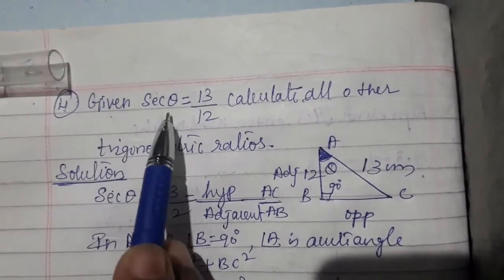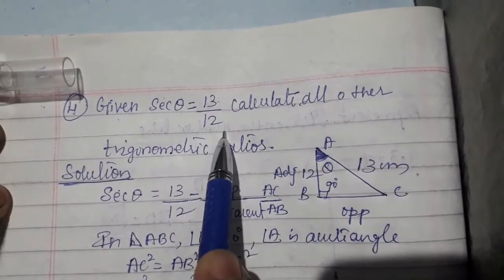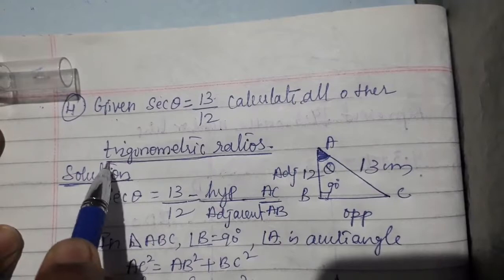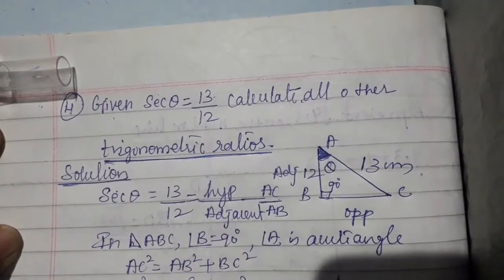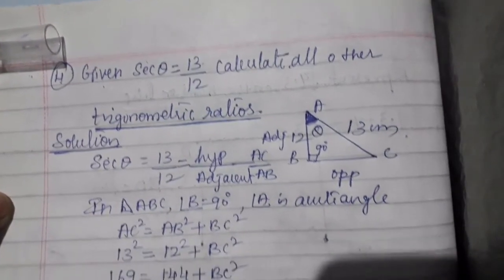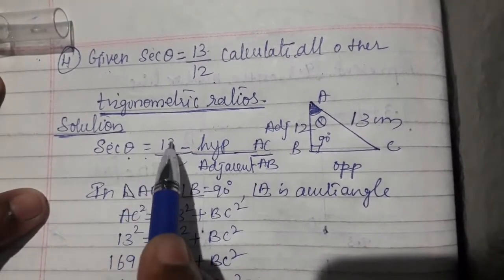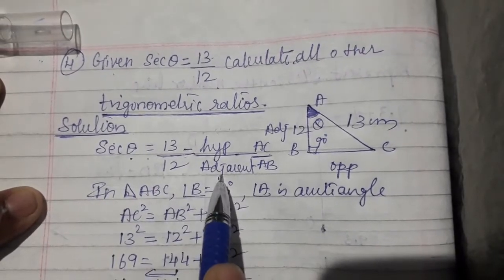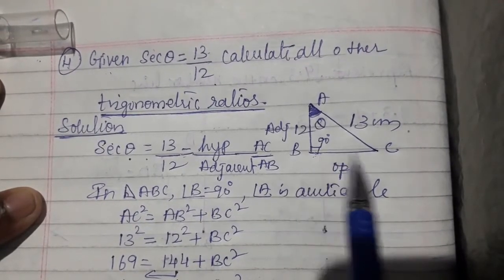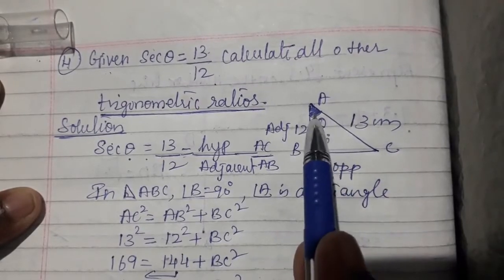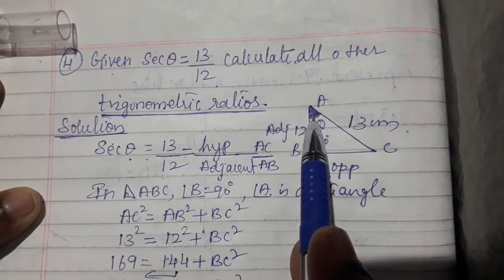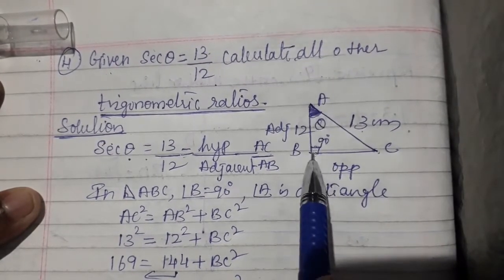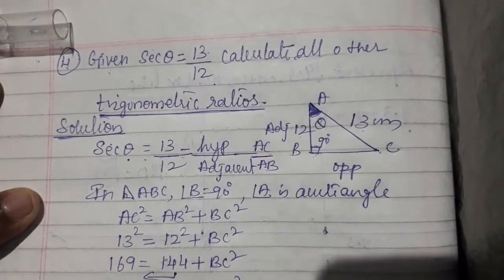One more sum. Given secant theta is equal to 13 by 12, calculate all other trigonometric ratios. All the 6 trigonometric ratios we have to calculate. First we will take what is given to us: secant theta is equal to 13 by 12. Secant ratio is hypotenuse by adjacent. In the given triangle ABC, angle B is 90 degrees and angle A is an acute angle. Therefore, hypotenuse AC is 13 centimeters and adjacent side AB is equal to 12 centimeters.